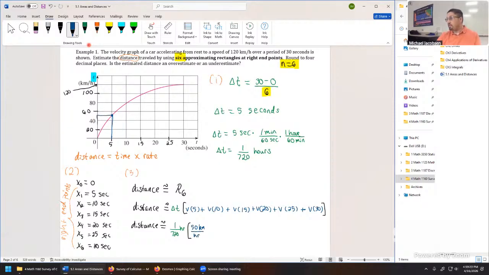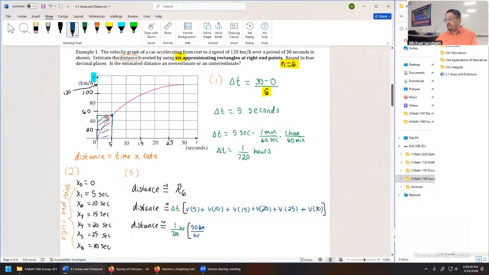We're taking this whole entire rectangle to represent the distance the car traveled. It's a pretty big overestimate. We're saying that in this entire interval from 0 to 5 seconds, the car is doing 50 kilometers per hour. It's a bit of a lie, right? It starts at 0 kilometers an hour and just climbs up to 50 kilometers an hour. So it's pretty wildly inaccurate in that first rectangle.